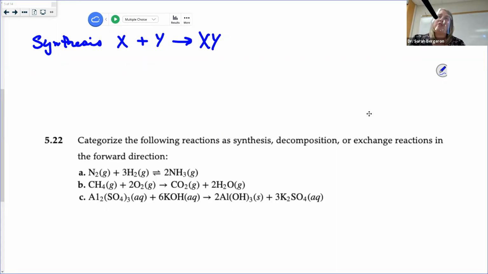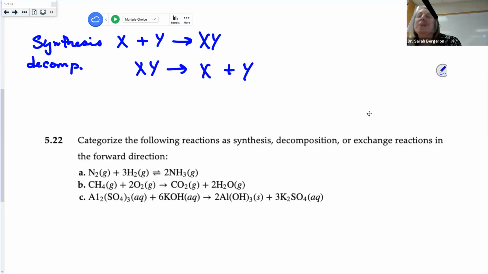You can have decomposition. Using X and Y, how would I write that? Use the same symbols that we used in synthesis. XY yields X plus Y. Do you see how they're opposite of one another? Synthesis is the opposite of decomposition, right? Decomposition is breakdown, synthesis is creation. So if you're looking at decomposition, you're looking at one thing turning into multiple things. If you're looking at synthesis, you look at multiple things turning into one thing, right? Exchange.